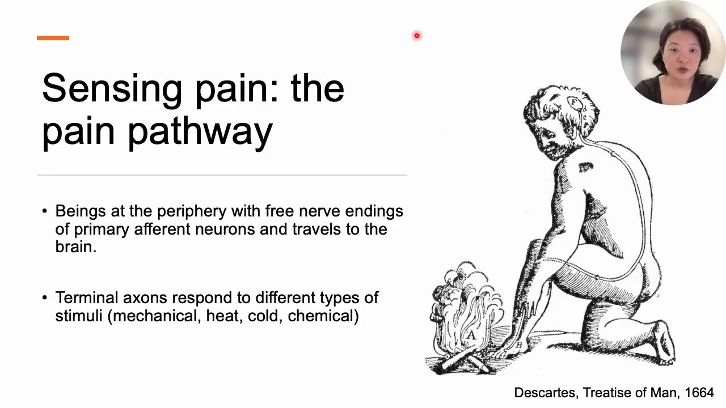This idea had some truth to it, as pain sensation does begin in the periphery with free nerve endings, which then transmit the pain signal up to the spinal cord to the brain. Additionally, terminal axons can respond to multiple types or modalities of pain, including mechanical pain, heat, cold, or chemical-induced pain.